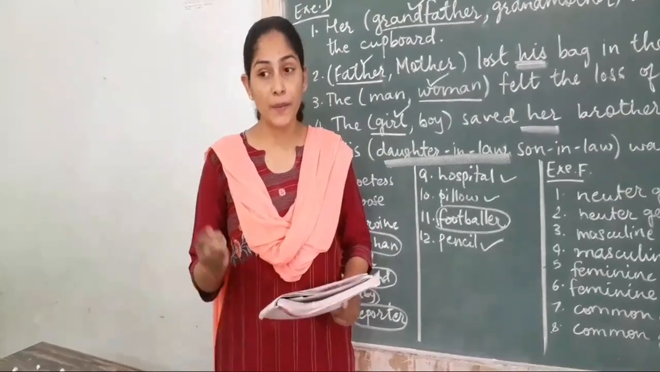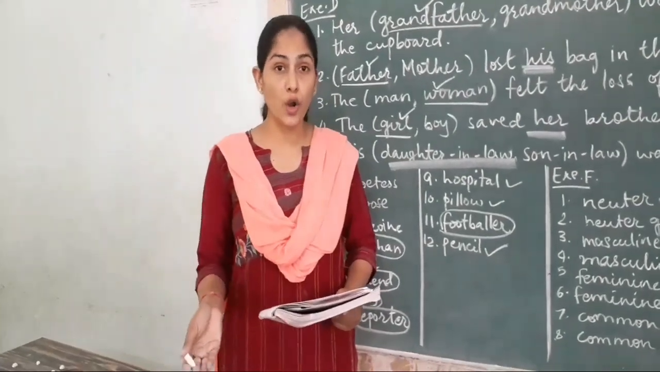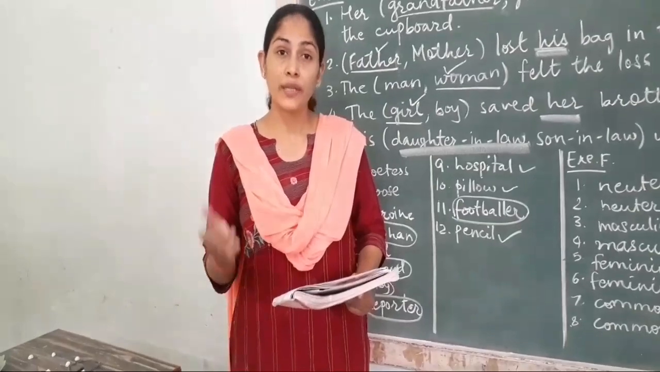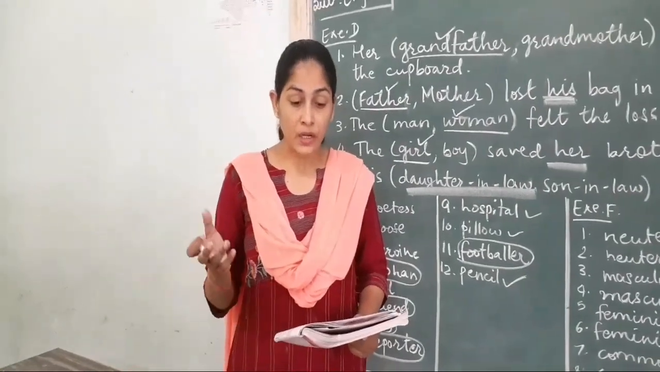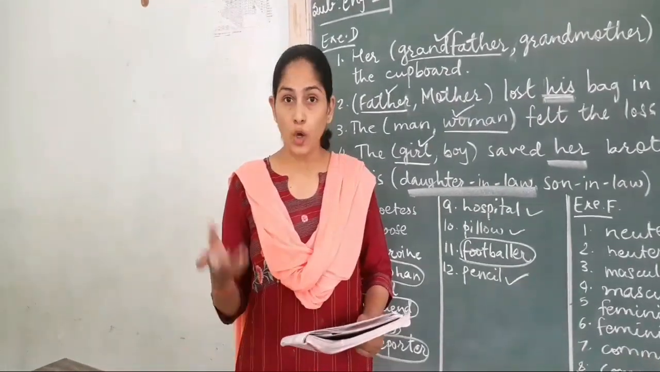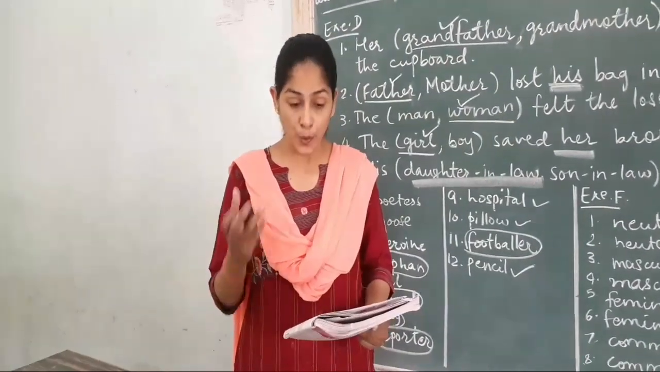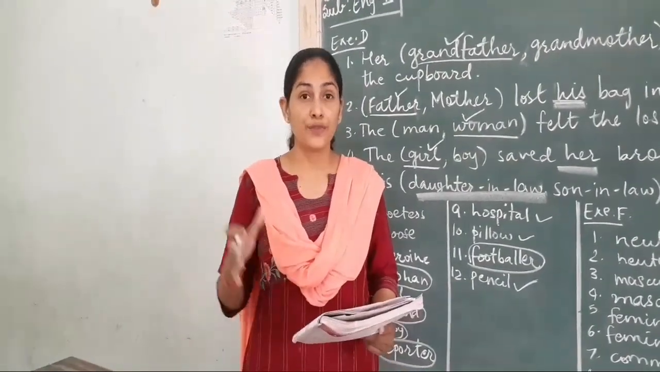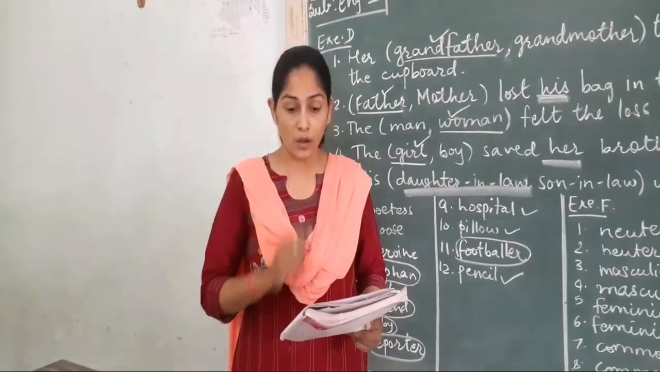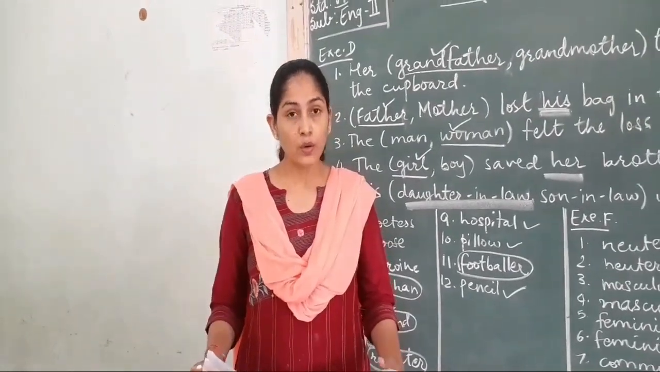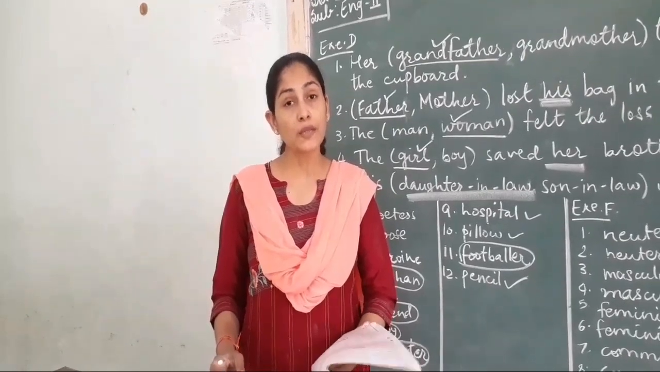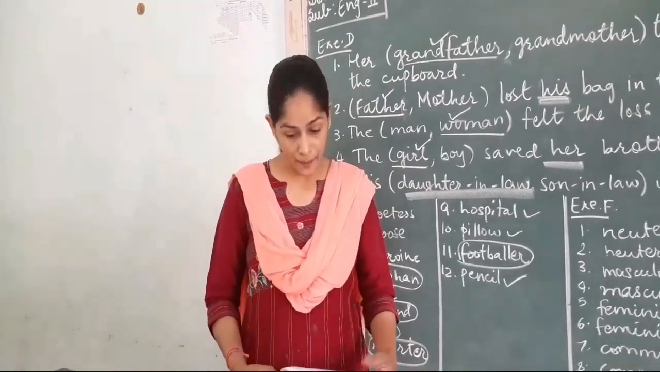Companion, who is a companion? A person who stays with you for a long period of time, that is known as a companion. Student, a student can be a boy or a girl, again a common gender. Same for cousin also. Sportsman, friend, a friend can be a boy also and a girl also. Next, composer. Who is a composer? The person who writes the music is known as a composer.